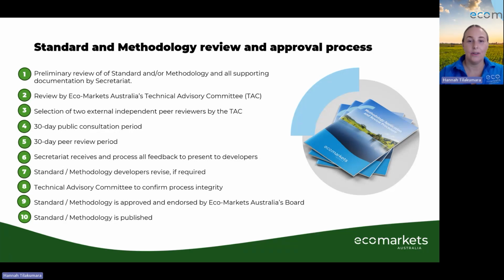Our review process is detailed on this slide, and it includes an internal review by our Technical Advisory Committee, followed by the 30-day public consultation process, which we are now in. After this, we will undertake a peer review with at least 2 peer reviewers. Once this has been completed, we collate all the feedback and provide the author of the standard and method time to undertake any required amendments. Once this has all been finalised, and if it is satisfactory, the TAC will recommend the standard and the method to the board for endorsement. Once they have been approved, we will publish them on our website. You can read a more detailed overview of our processes in the methodology application and review procedure, which can be found on Eco Markets Australia website.